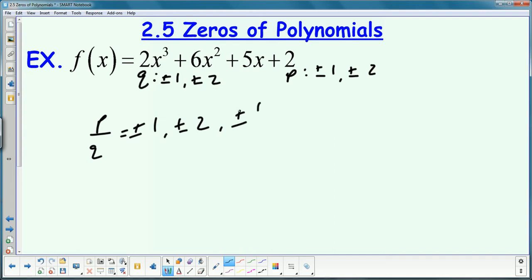So plus or minus 1 over 2, and then plus or minus 2 over 2 is just going to give us 1 again. So this would be all the rational zeros. If 1 exists, it is one of these 6 numbers. Plus or minus 1, plus or minus 2, plus or minus 1/2.